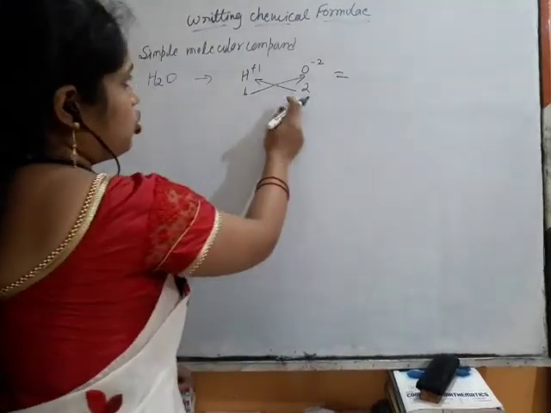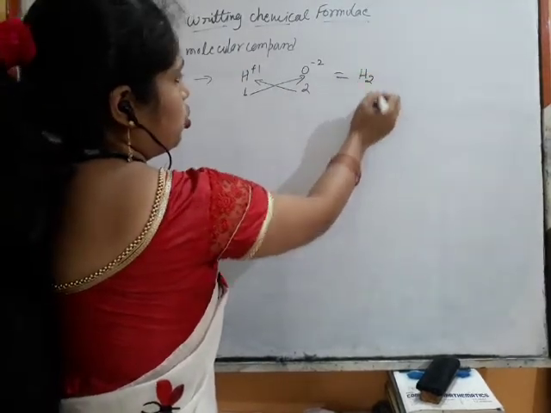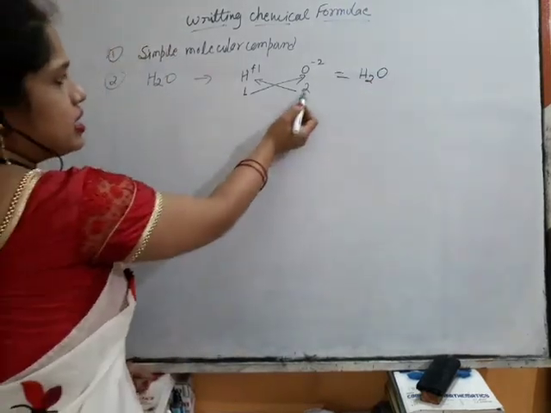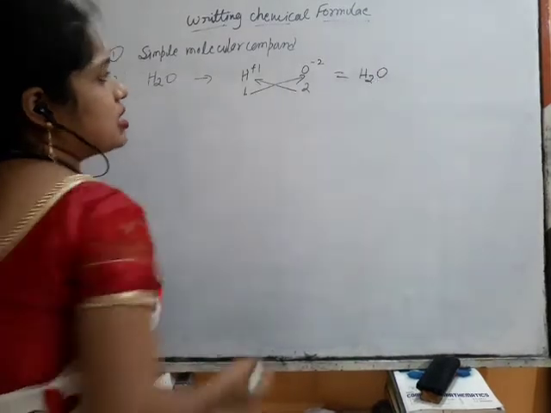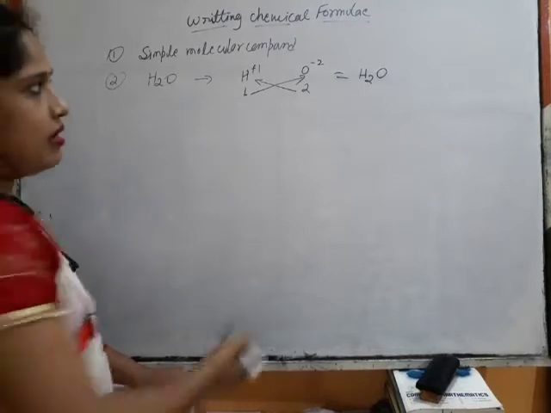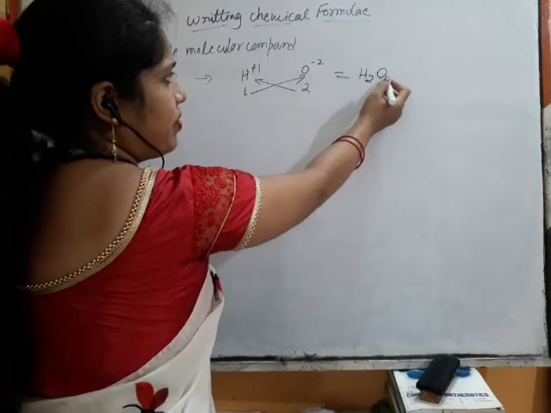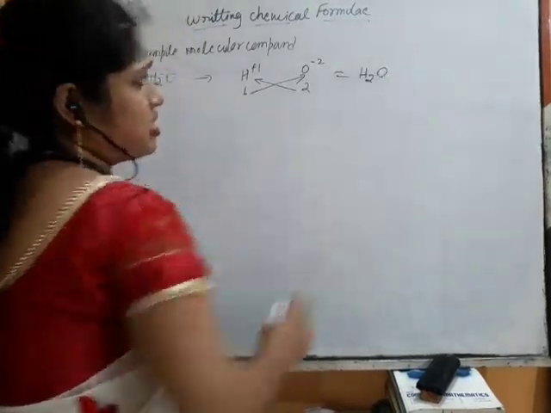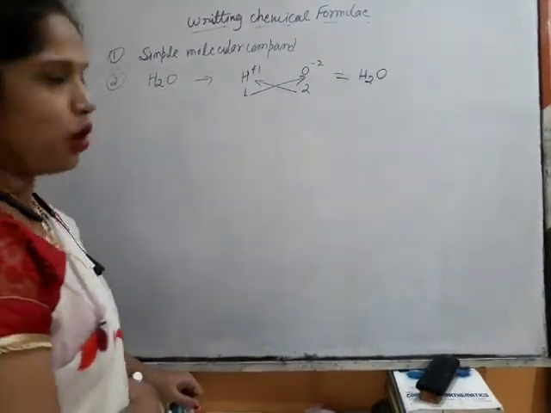So this 2 will go here and 1 will go here. The valencies interchange and are placed at the subscript of the symbol of the atom. This is the symbol of hydrogen, so 2 is at the subscript position, and 1 can be written too, but if nothing is written, that means 1 is there. So H2O, this is how it is written.